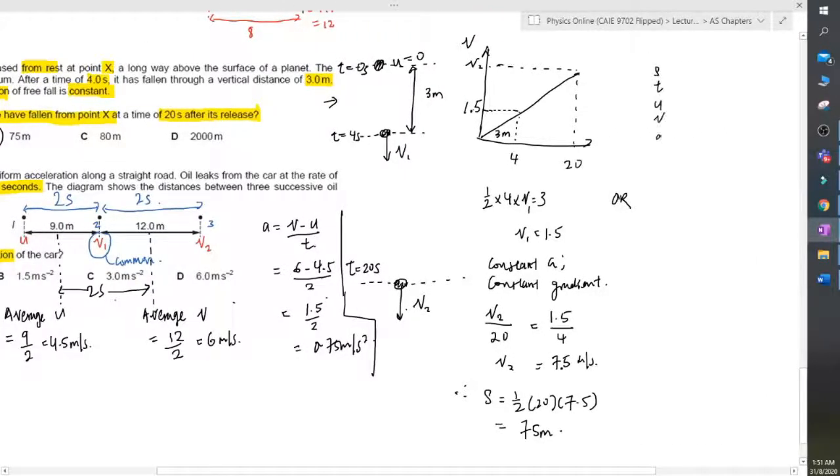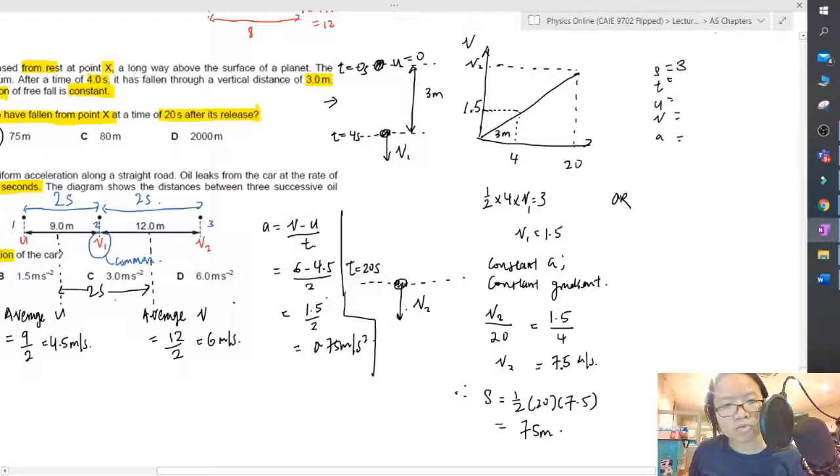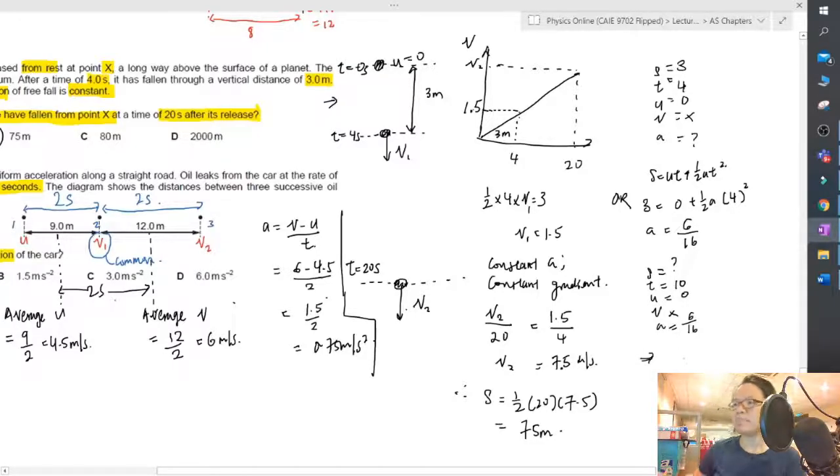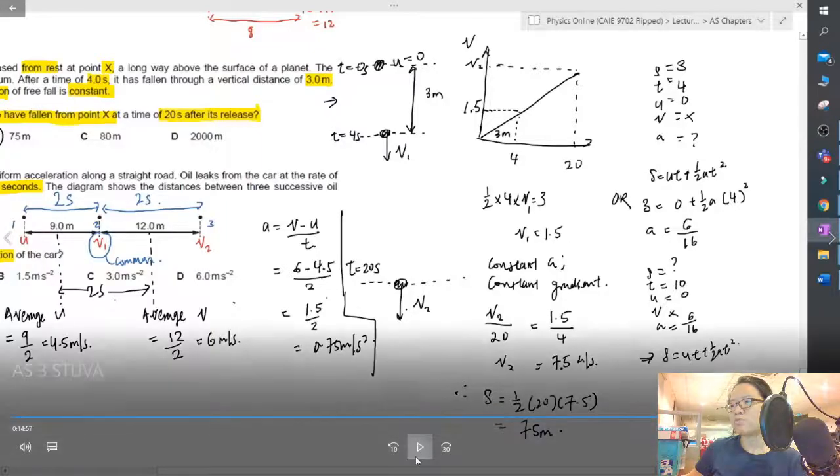Or, if you decide to use something like STUVA, we need to fill in the STUVA. Now, I know in the first portion, after traveling 4 seconds and traveling across a distance of 3 meters, I can use this to find my acceleration, which is 6 over 16. So I'm just substituting because I got no V, so I use the equation. So the second part, I'm using the same acceleration. And the reason why I'm using the same acceleration is because this whole thing is constant, it's a uniform acceleration.